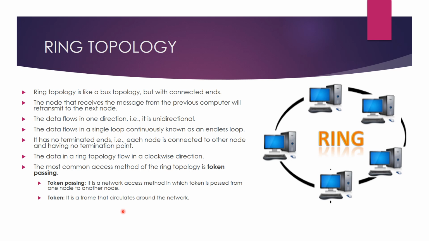The data flows in a single loop continuously, known as an endless loop. It has no terminated ends. For example, each node is connected to the other node, having no termination point. As you can see from this picture as well, there is no termination point. It's just a continuous loop. That's why it's called a ring topology. The most common access method of the ring topology is token passing. Token passing is a network access method in which a token is passed from one node to another node, and a token is basically a frame that circulates around the network.